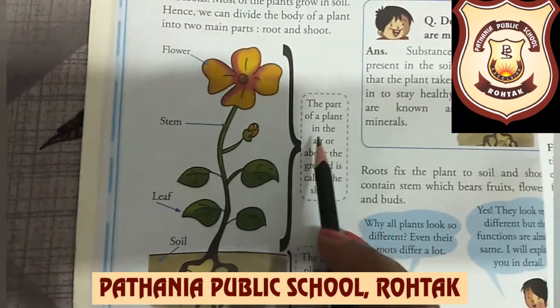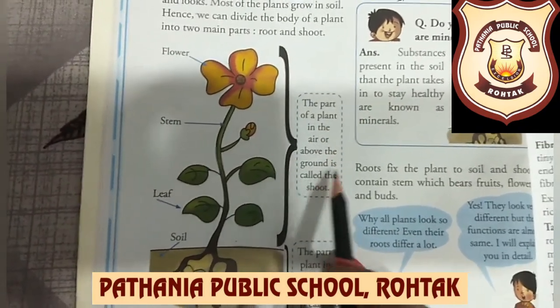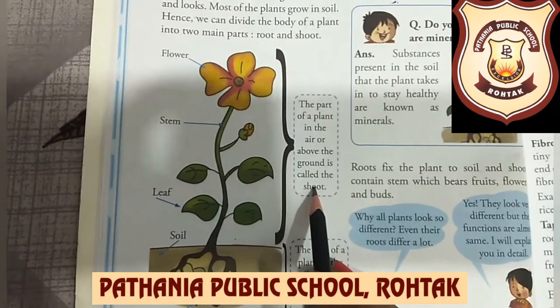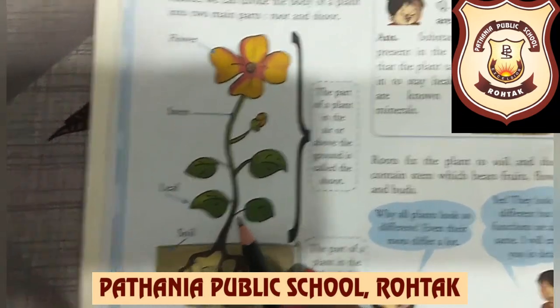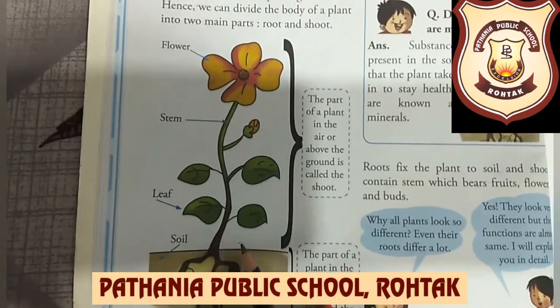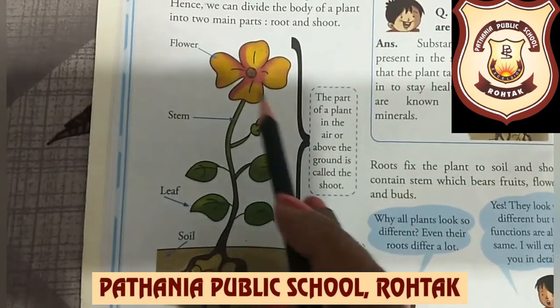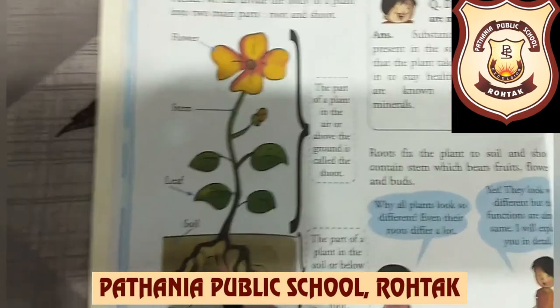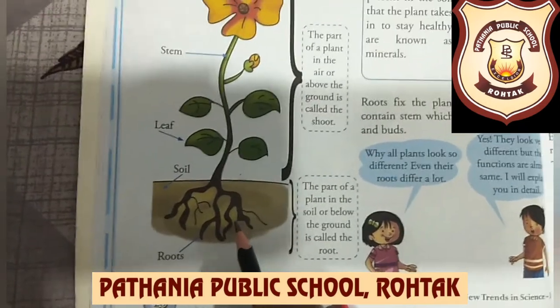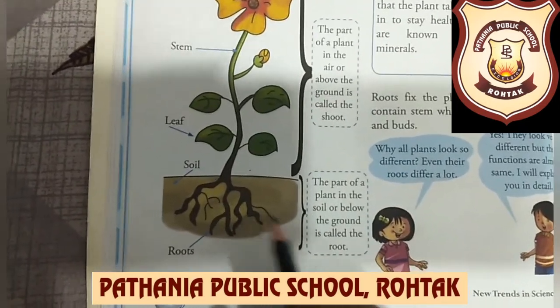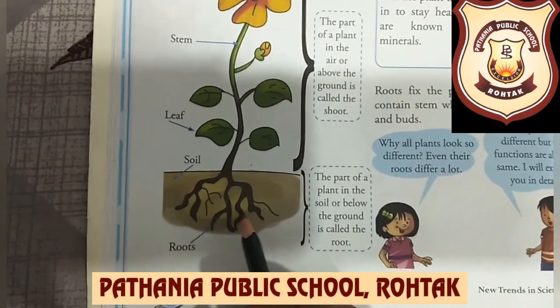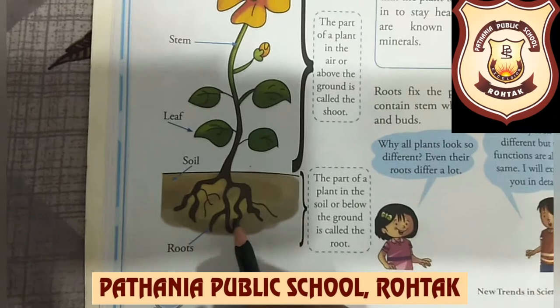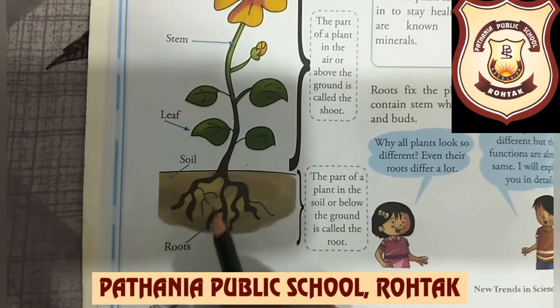The part of a plant in the air or above the ground is called the shoot. Yes, the part of the plant which is visible to us and which works above the ground, above the soil, is known as shoot. And the part of a plant in the soil or below the ground is called root, which is invisible. We can't see the roots of the plant. This is known as root system.